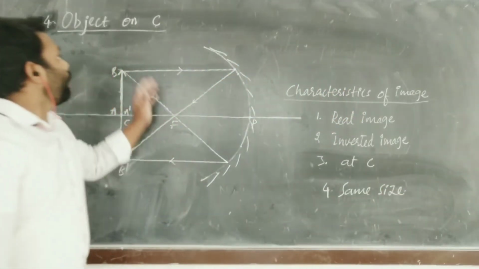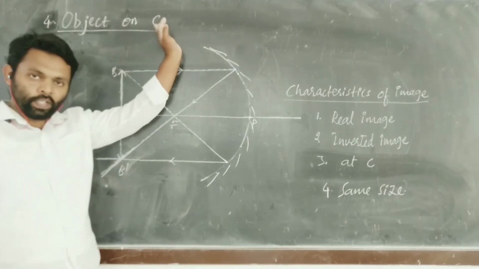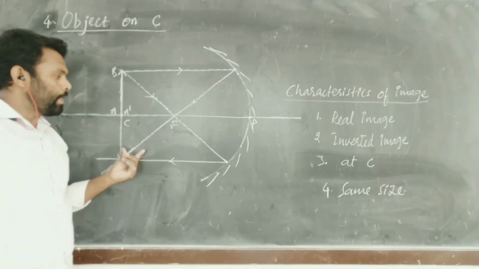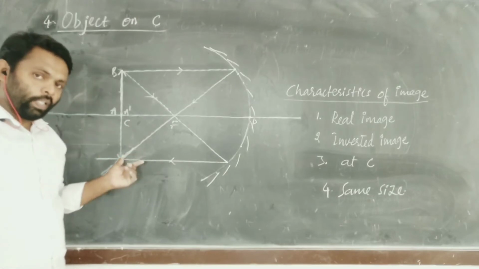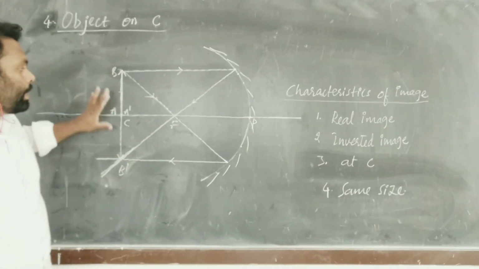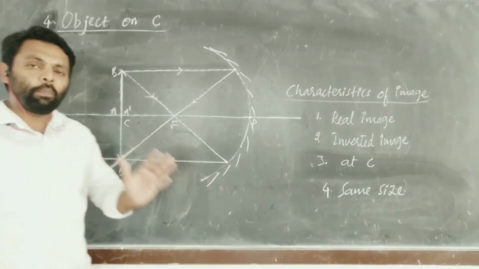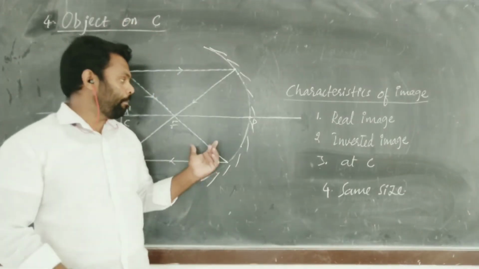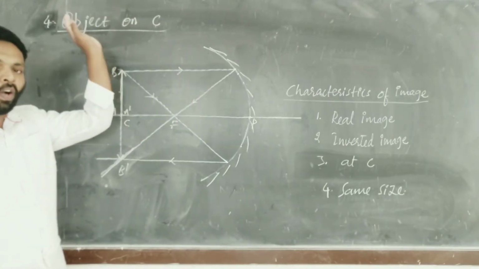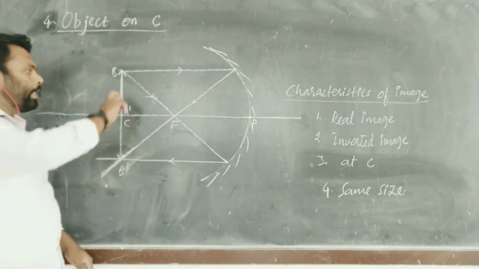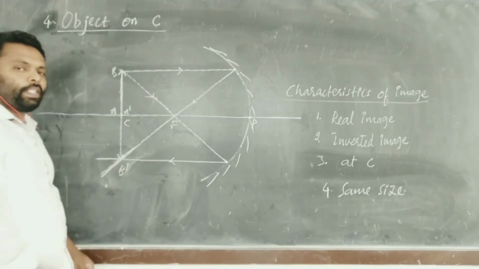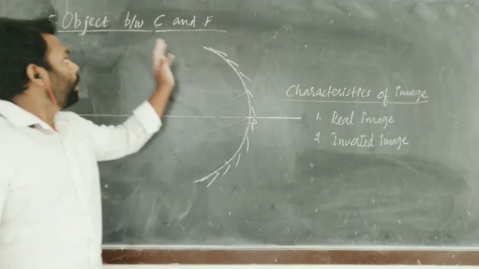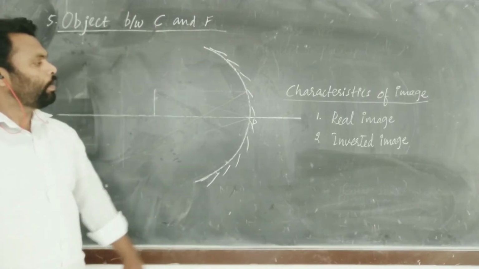So when the object is on the center of curvature, the image is also on the center of curvature. This image is real and inverted, and it is of the same size as the object. Like in a plane mirror, where the object height and image height always remain the same, in this particular condition, when the object is on the center of curvature, the height of the object and the height of the image remain the same. Let's see the fifth ray diagram, that is, object between the center of curvature and focus.